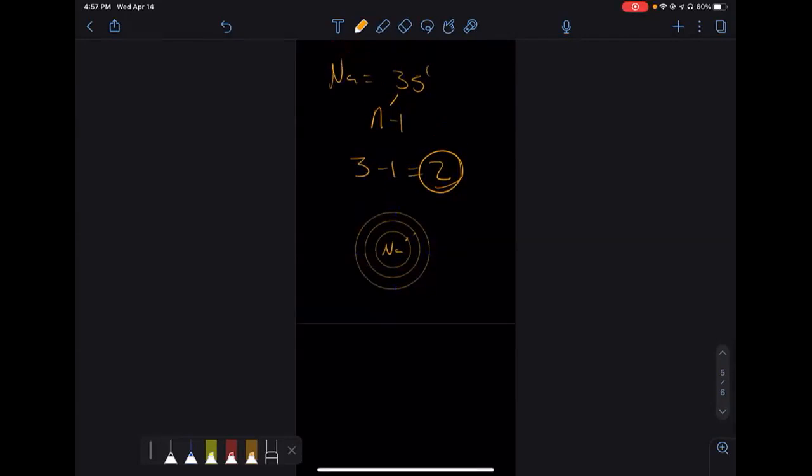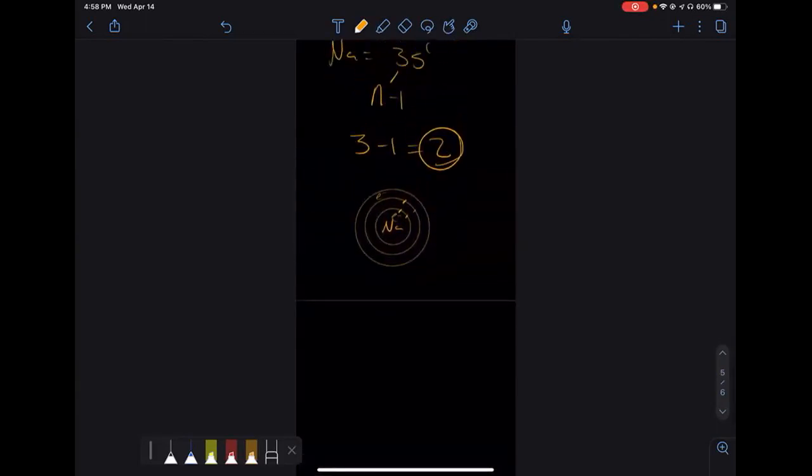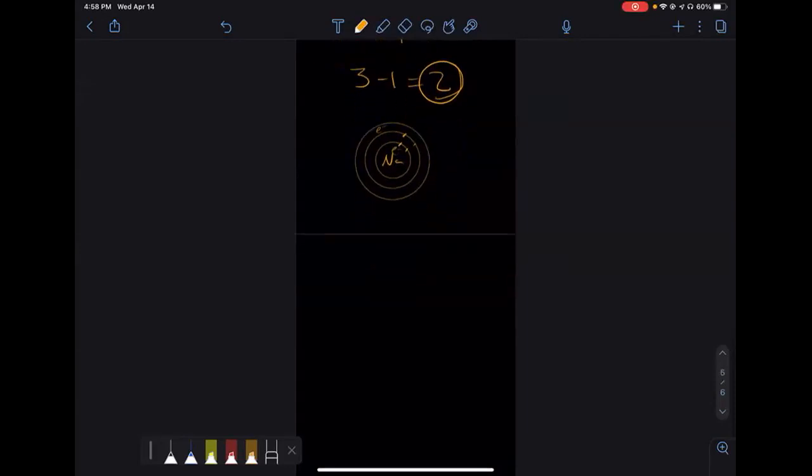And so if you're imagining that there can be an electron here, and there can be an electron here, the nodes are between right here and right here. Those would be your 2 nodes. And in this case, that's how many spherical nodes, right?